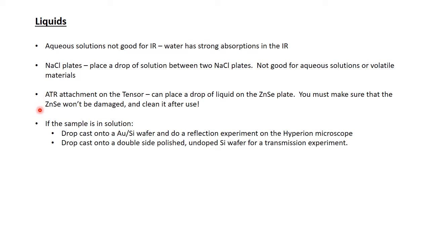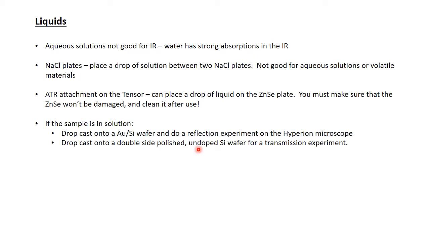And then finally, if your sample is something that is dissolved in a solvent, so it's a solution, then you may want to drop cast it on some kind of substrate where we can do a different kind of experiment. So one idea is to drop cast your sample onto a gold-coated silicon wafer. In that case, we can do a reflection experiment on the Hyperion microscope. The gold is very reflective in the infrared, and so it reflects a lot of the light back and allows us to do that experiment.